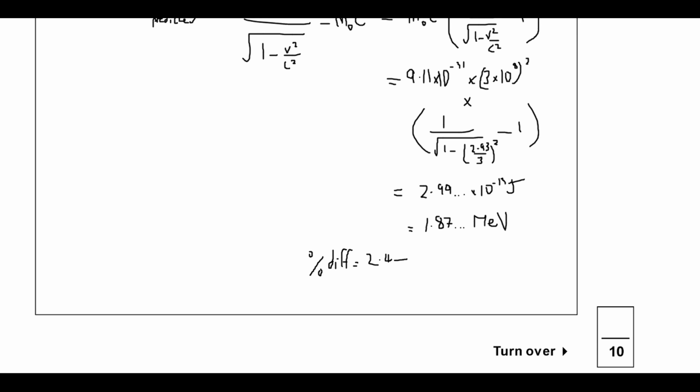2.4 minus 1.87 divided by 2.4 times by 100%. This is our way of comparing an estimated and a real one. So 2.4 minus our answer divided by 2.4 times by 100 gives you a 21% difference there, which is pretty damn high. And so you would not see this experimental value as any sort of confirmation of this prediction, because that's incredibly high. So let's have that final note.